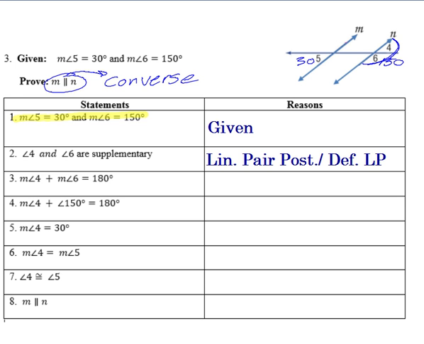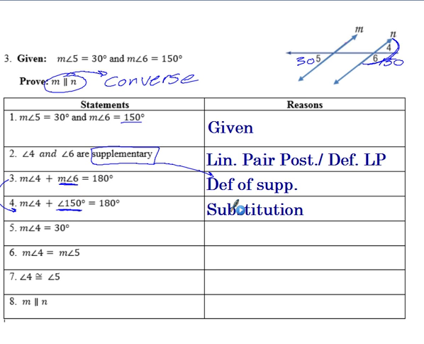So now if I know that these two angles are supplementary, here's a vocab word. Why can I say that 4 plus 6 equals 180? That's the definition of supplementary. Remember, when we see that vocab word, we're always going to see a definition of whatever that vocab word is. So now, what's happening from this step to this step is I'm replacing 6 with 150, and that's just a substitution.